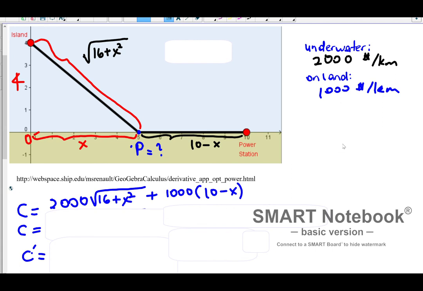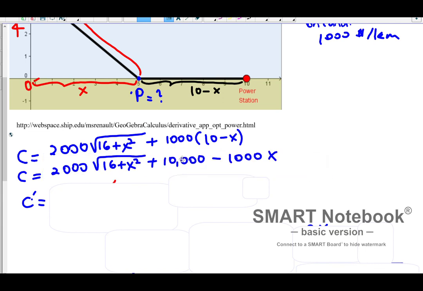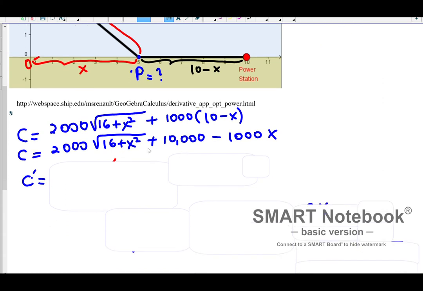At this point, we have the cost equation, and luckily it's in one variable only. And I'm just going to distribute my 1,000 in the second portion of the equation. So 1,000 times 10 is 10,000 minus 1,000x. And next we're going to take the derivative of the cost equation. This is where we have to be careful. The last term will be super easy. It's just negative 1,000. The middle term is super easy. The derivative of a constant is zero.